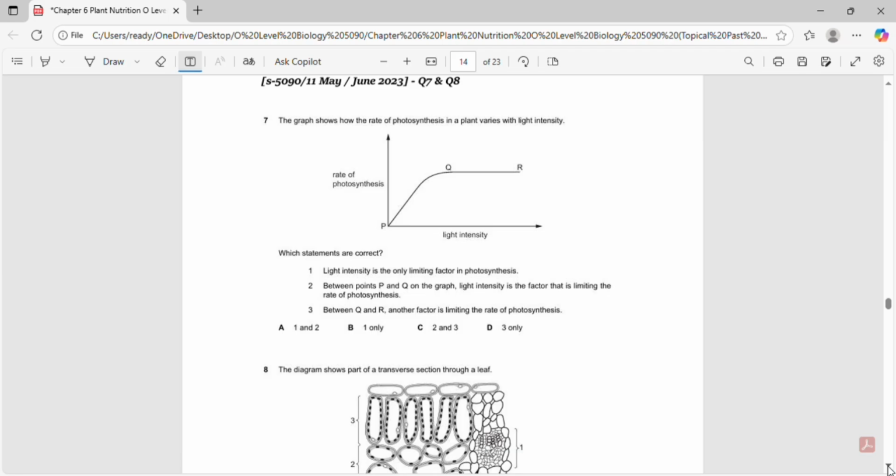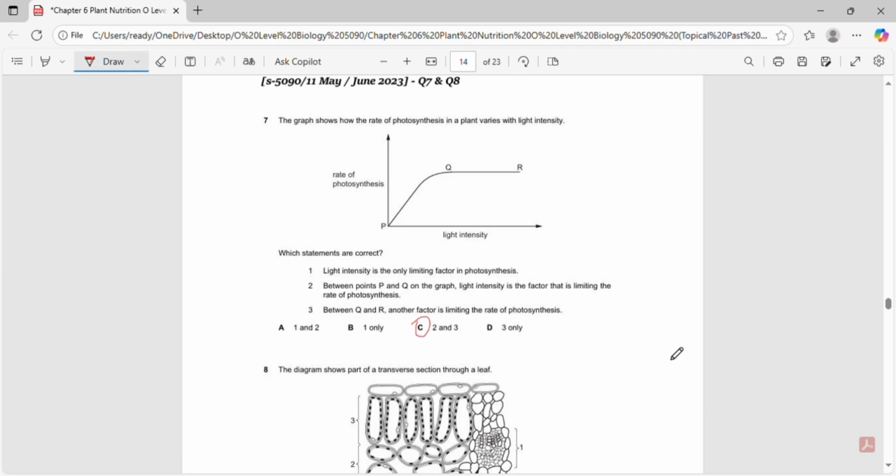Statement 1 says, light intensity is the only factor that limits photosynthesis. Statement 2 says, between points P and Q, light intensity is the limiting factor for photosynthesis. And statement 3 says, between points Q and R, some other factor is limiting the rate and not light. Now the question asks, which of these statements are correct? So the correct answer here is option C.